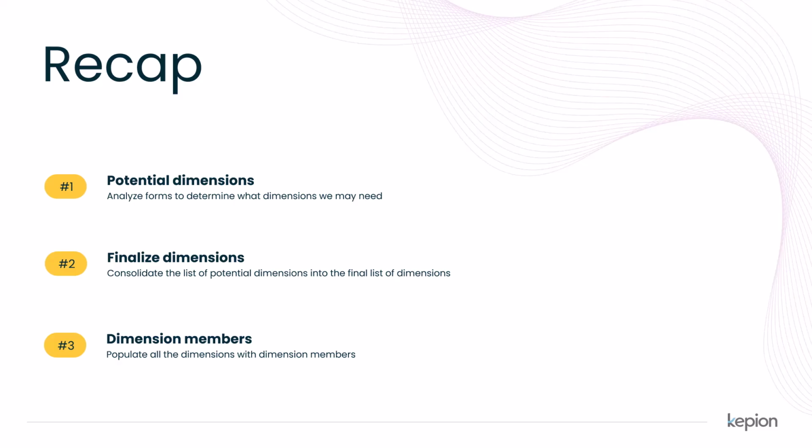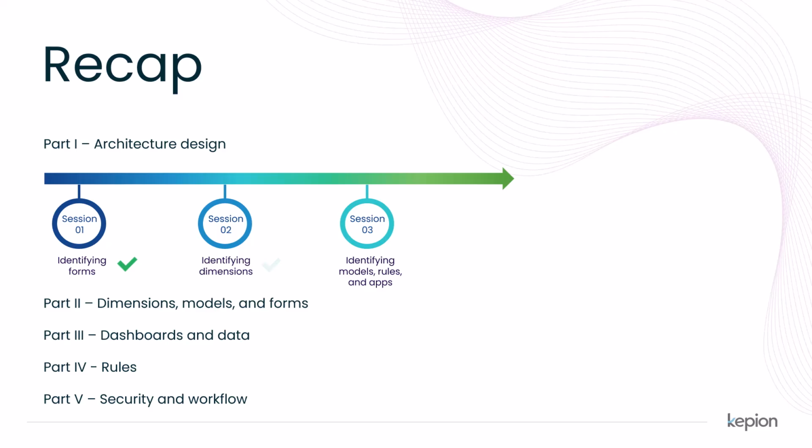In this session we examined each of our forms and analyzed the types of data they were driven by. Then we used this information to create the list of dimensions we needed. Lastly, we defined the members that populated those dimensions. In the next session, we'll look at the last 3 steps of designing the architecture of the application, identifying the models, rules, and apps.